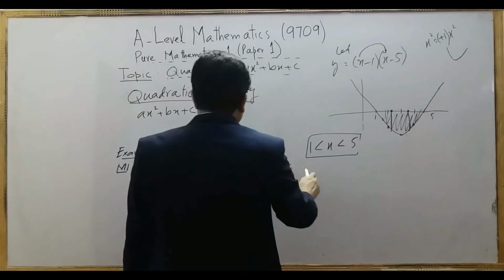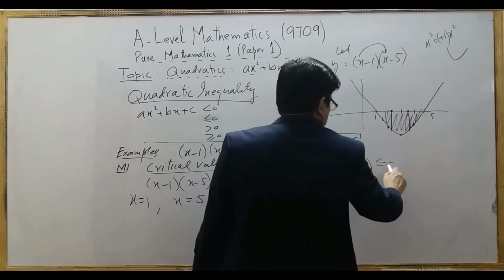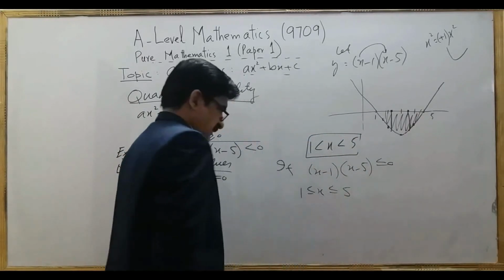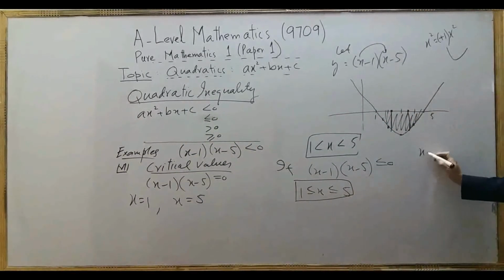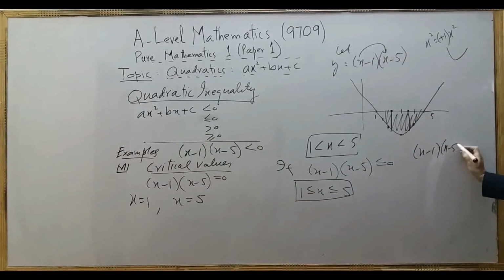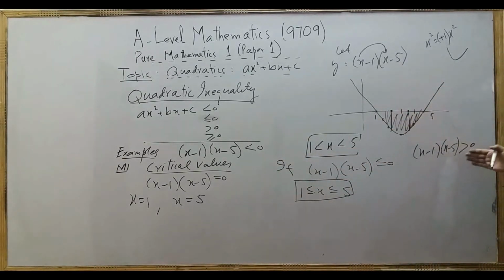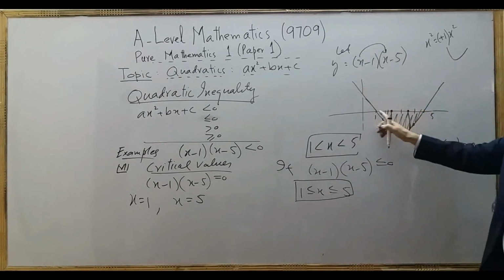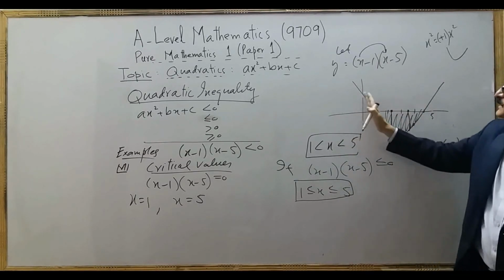Now if your question is like this, that x minus 1 into x minus 5 less or equal to 0, your answer will be 1 less or equal to x less or equal to 5. This will be your answer. And if your question is x minus 1 into x minus 5 greater than 0, then the method is same, critical values and then sketching. Now positive means above x-axis. So curve goes above x-axis when x goes from 1 to left side. When x is lesser than 1, heights are positive.